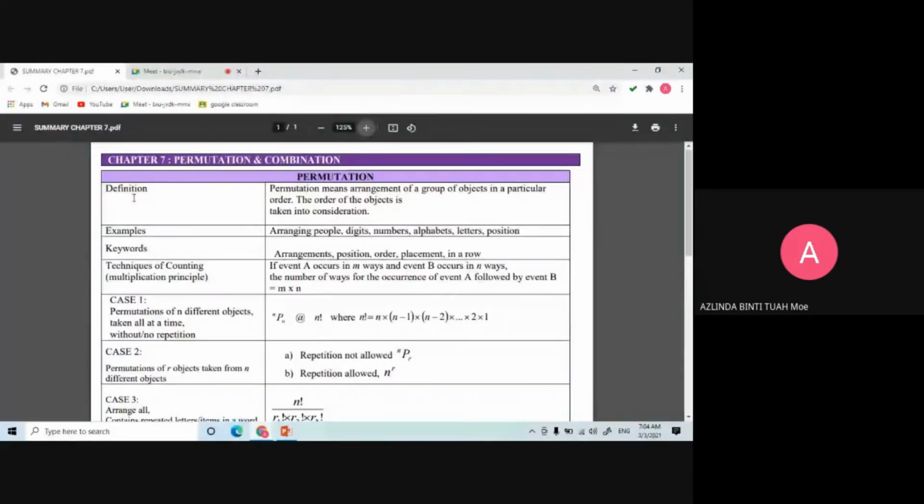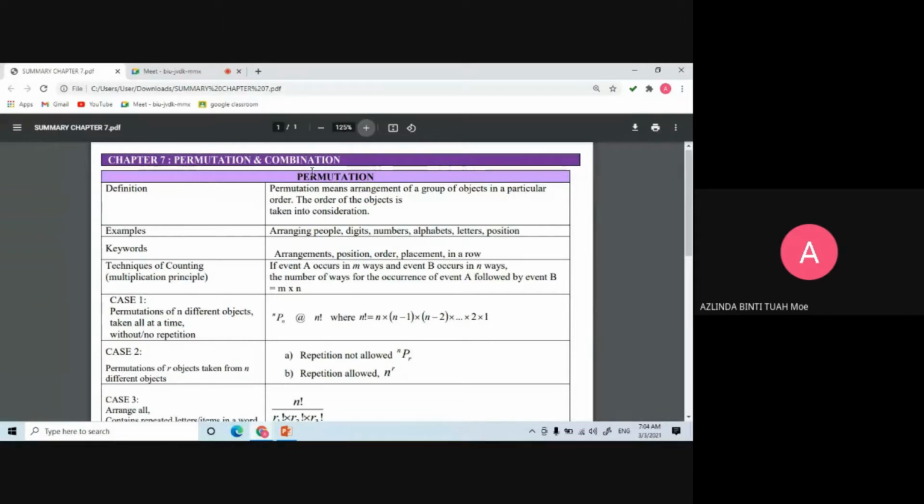Okay, permutation, the definition is arrangement of a group of objects in a particular order. The order of the objects is taken into consideration. Maksudnya, the basic idea of permutation from the word permute. Permute means arrange. We want to arrange people, digits, numbers, alphabets, letters, and also the position. Some people sit in the first place, certain number in the second digit, sehingga kita nak susun.